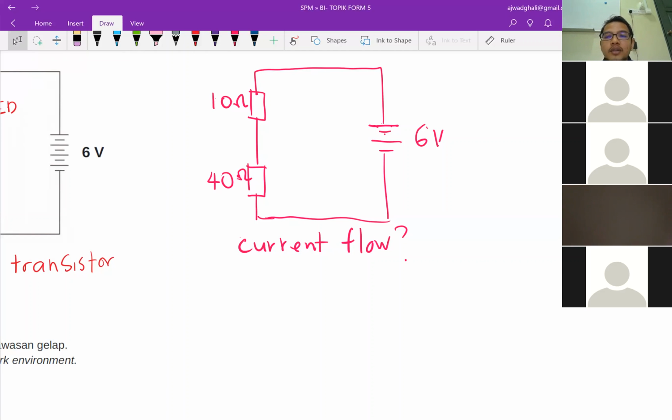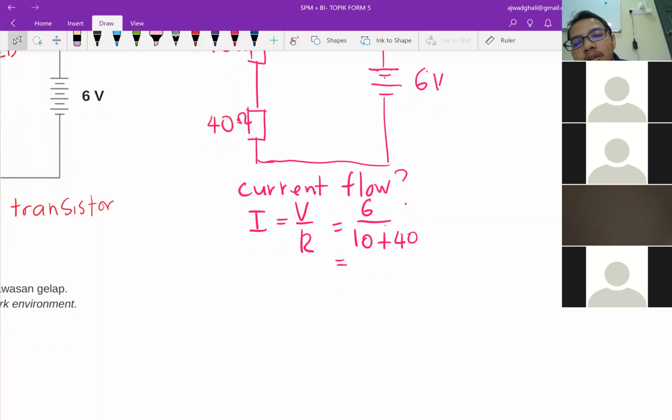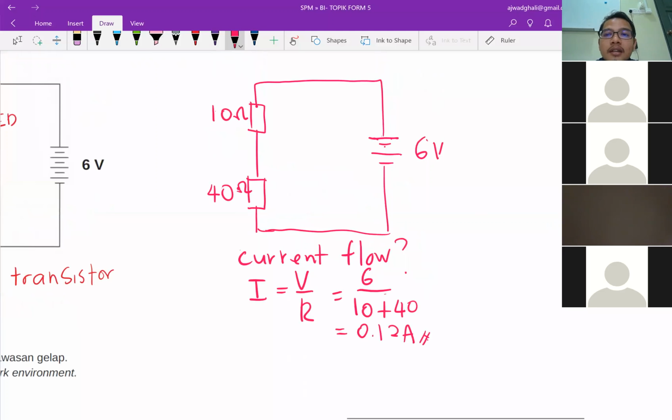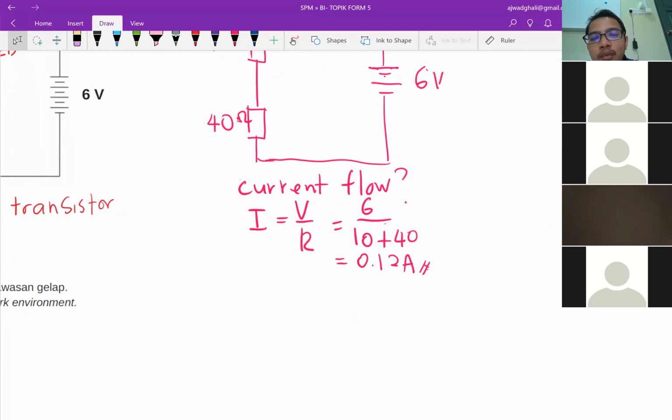Zero point 12. Okay, good. 6 over 50, because I is V over R. So V is 6, but R is the total resistance, which is 10 plus 40. So you get 0.12 ampere. Okay, so this is a series circuit. So in a series circuit, the current will be the same.